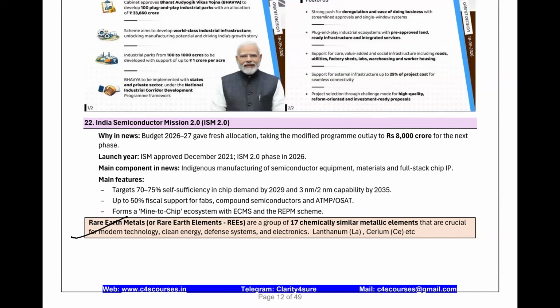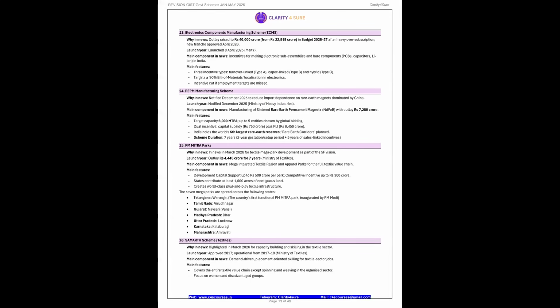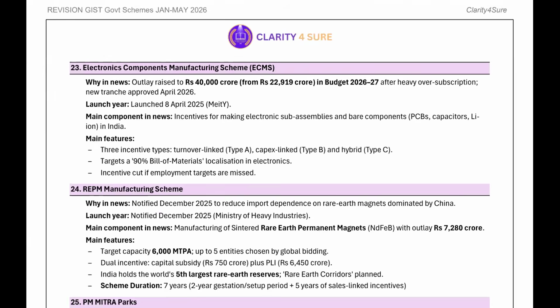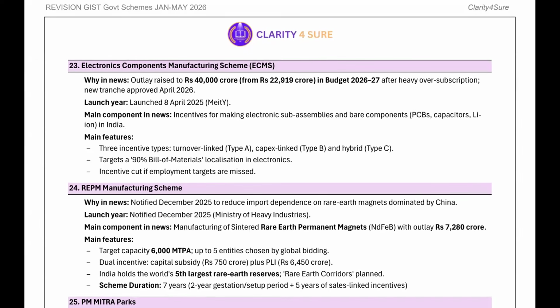And this small point about rare earth metals, please read it, like lanthanum, cerium. Just for understanding, read it once or twice with this PDF. Okay? Now the 23rd scheme in the picture is the Electronics Component Manufacturing Scheme, that is ECMS. Again, which ministry will be controlling it? MITI. Remember, MITI. Remember the launch year: 8th April 2025. Is it clear? Outlay raised to 40,000 crore from rupees 22,919 crore in budget 2026. Remember this: the outlay has been increased to 40,000 crore. What is it promoting? Component manufacturing. What is it promoting?